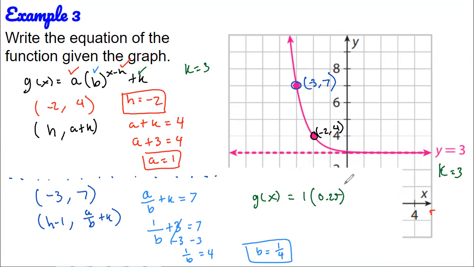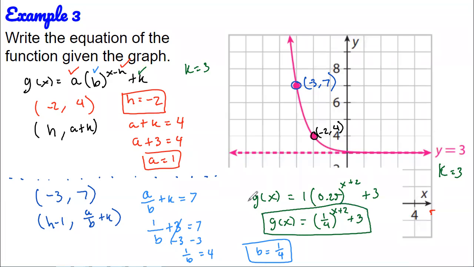G of x equals 0.25 to the power of x plus 2, plus 3. That is one way to write it. That is correct. What's another way to write it out? Do we need to write the one outside of it? No, not necessarily. We can keep the fraction if we want to. 1/4 to the power of x plus 2 plus beautiful 3. Either way, it would be correct. And no, we don't need to solve it. It's already graphed. We would go back basically to this.